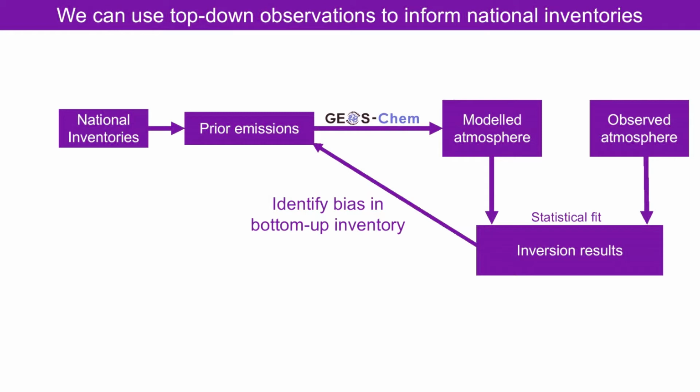And then we're going to do a statistical optimization to adjust those emissions to better match the observational data. And so this is going to produce a posterior emission estimate that better matches those observations. And our goal is we want to connect that back to those policy relevant emissions and say, okay, there's disagreement here. Why do we think that is?